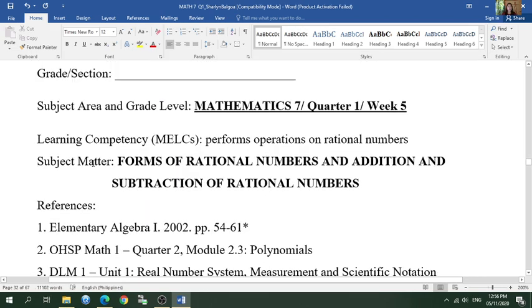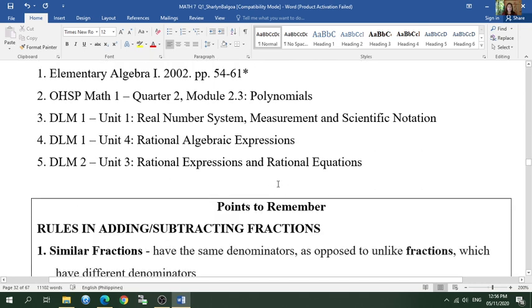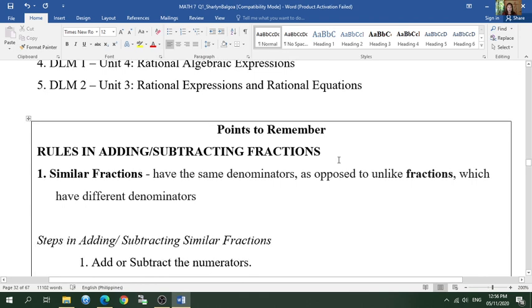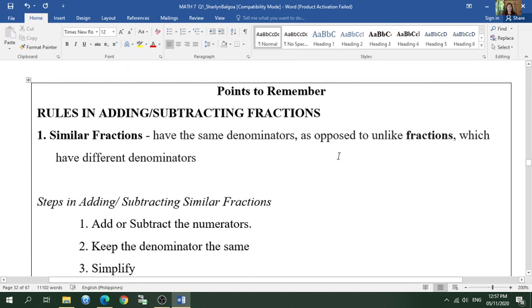Okay, so our subject matter is all about forms of rational numbers and addition and subtraction of rational numbers. So, pwedeng pakilabas ninyo yung inyong activity sheets. I-discuss ko sa inyo yung laman ng ating AS. Okay, so the first part is points to remember.